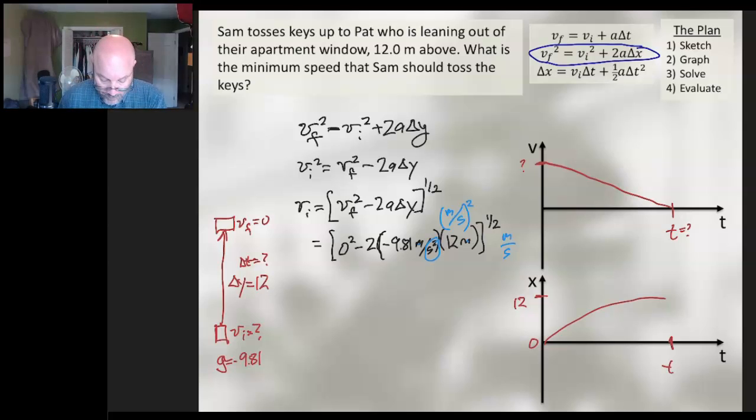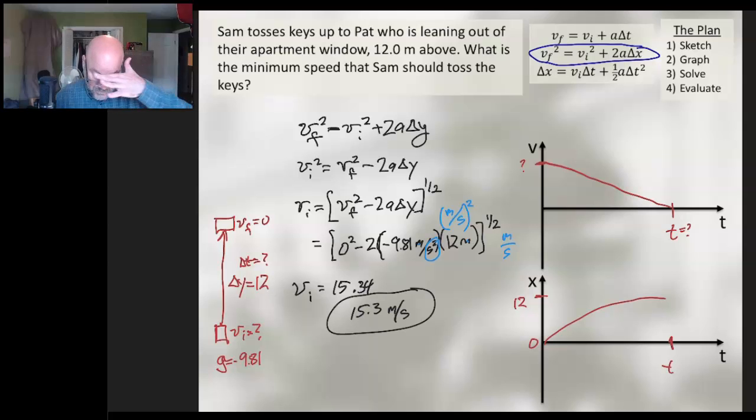When I plug my numbers into my calculator, and I've already done this, the answer is 15.34, and we're actually going to call that 15.3 because we want 3 sig figs, meters per second. Just like that. So we did our sketch, we did our graph, we did our algebra.